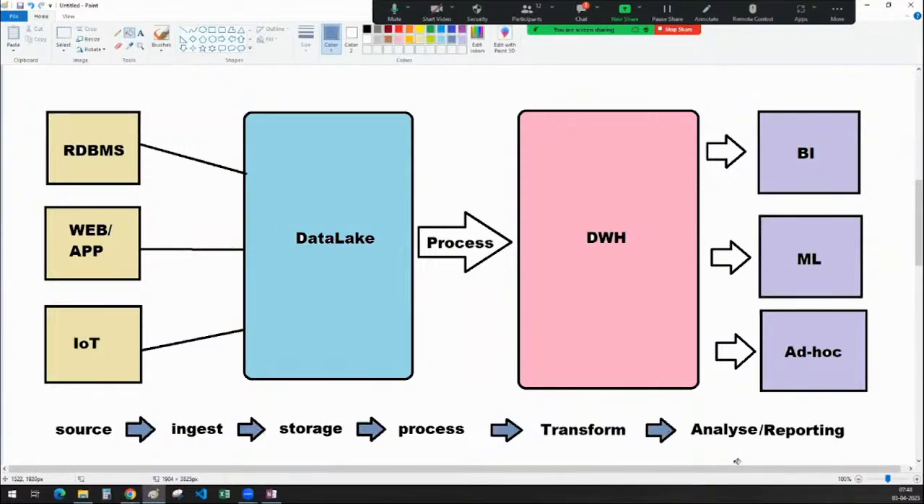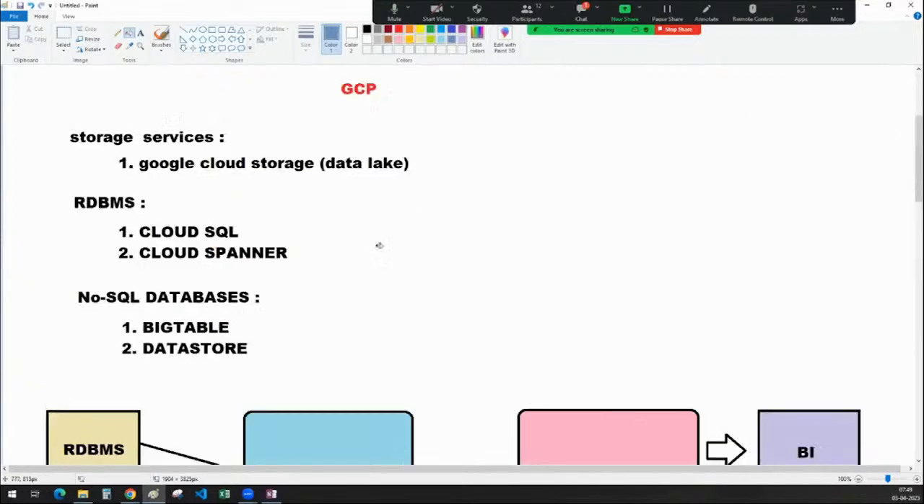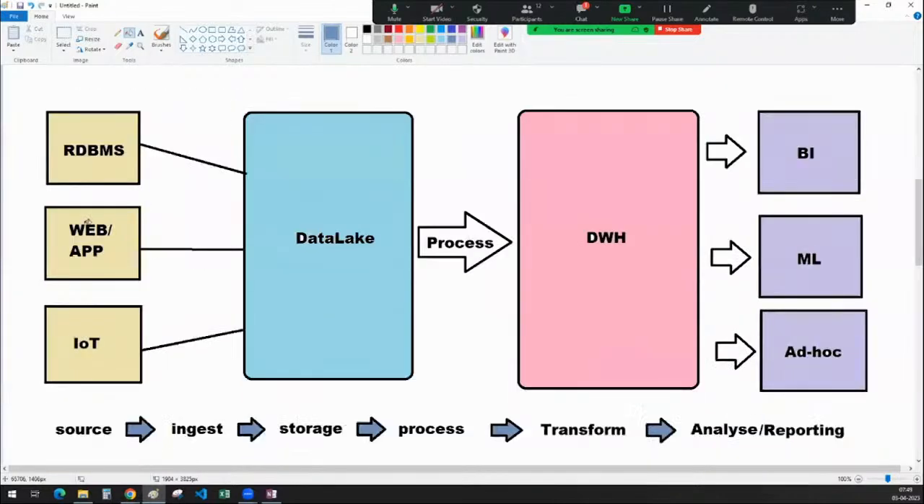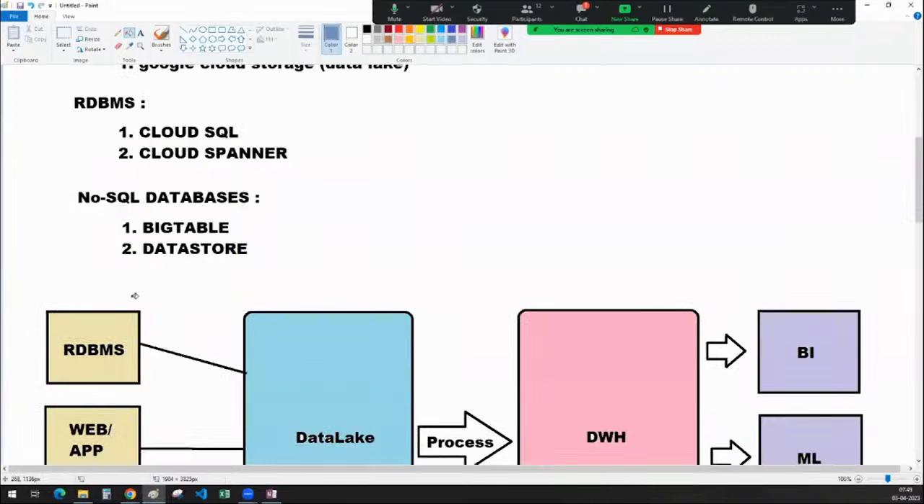This architecture is very helpful for you to understand data engineering, guys. But what are the RDBMS technologies that we are going to learn in our sessions? If you ask me that question, here I have mentioned RDBMS, Cloud SQL and Cloud Spanner. Sometimes it can be a non-RDBMS as well, nothing but NoSQL databases, that can be Bigtable or Datastore.